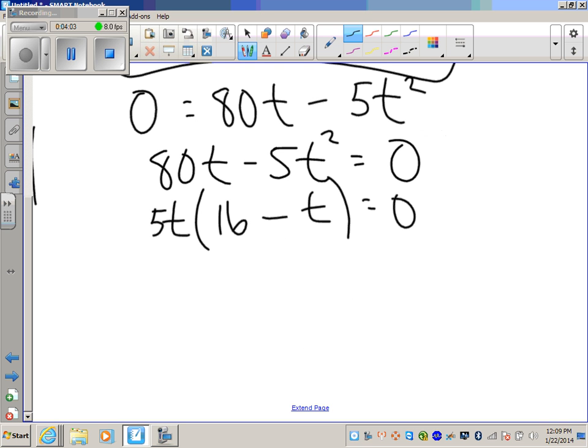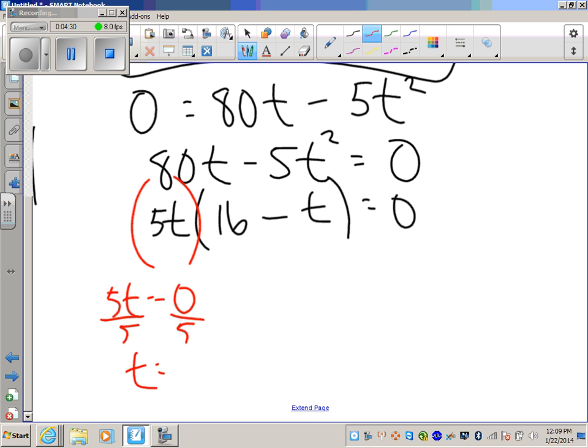So I will have two possible solutions here. We've done this. This is multiplication, okay? You might as well have a set of parentheses around that 5t as well. For anything to equal 0, either one of these sets of parentheses has to equal 0. How am I going to make this 5t equal 0? Divide both sides by 5, and t will equal 0. Or this set of parentheses equals 0. 16 minus t equals 0.